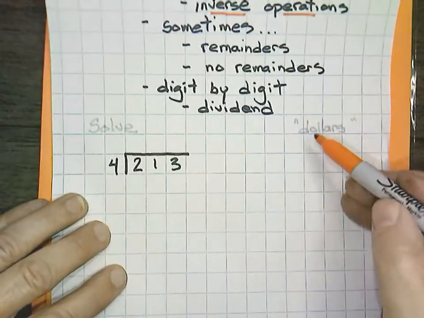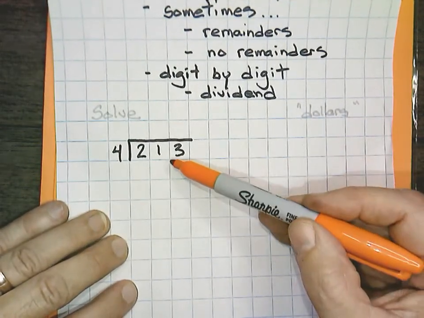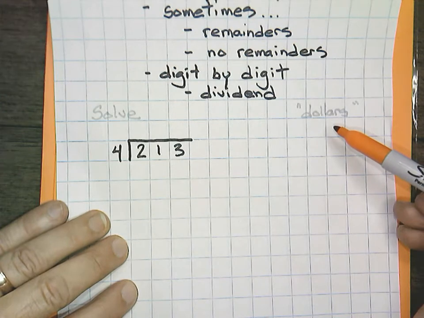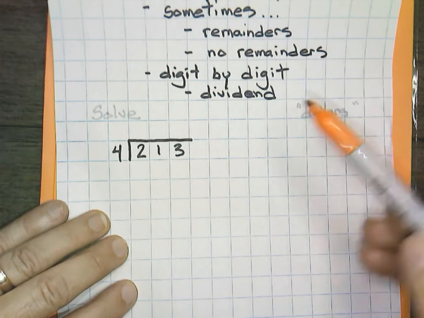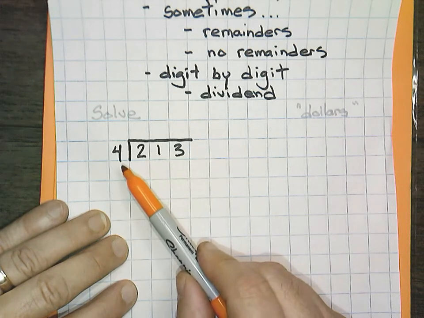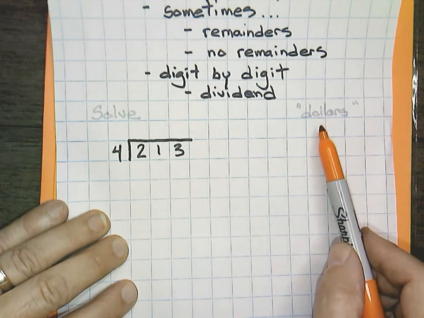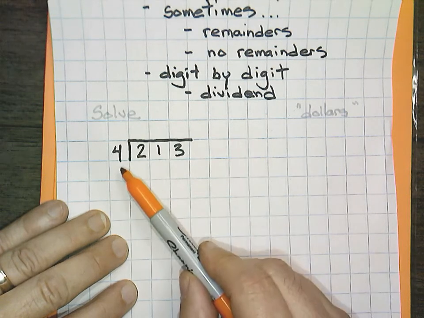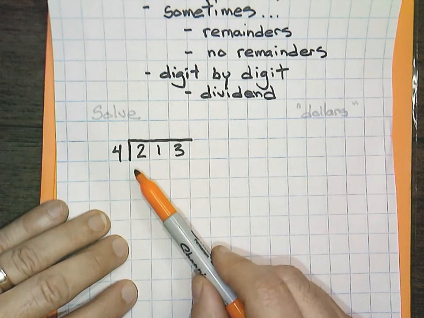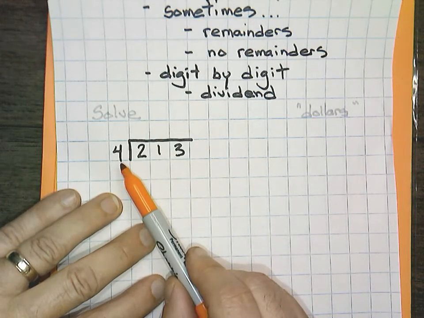I wrote the word dollars here as a reminder to share with you that when you solve problems like this, try to make it into something that is real, that you understand. For example, 213 divided by 4, but if you think of it as $213 divided by 4 people, it helps you visualize it a little bit better. Okay, 213 divided by 4.